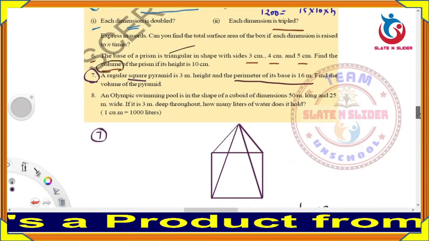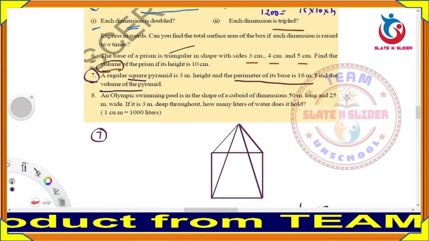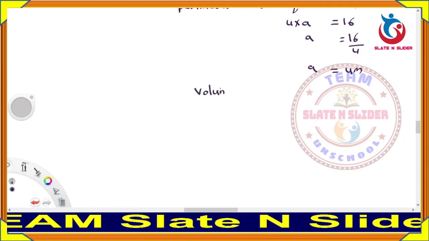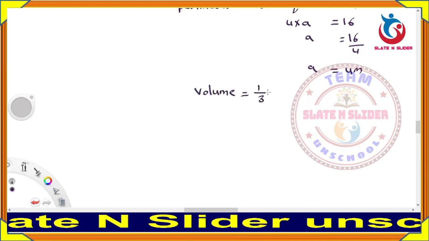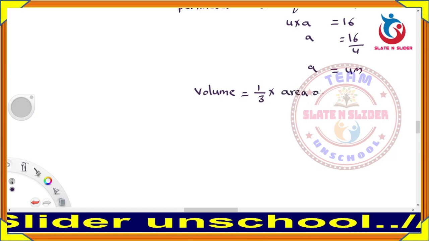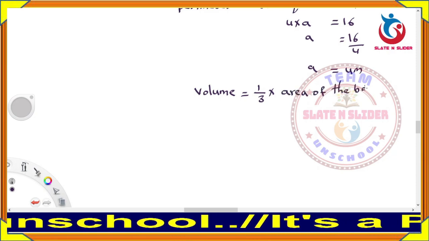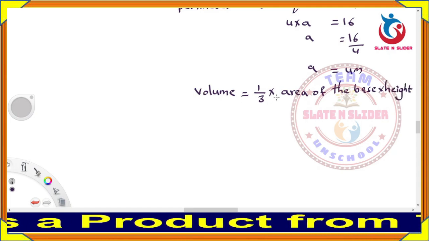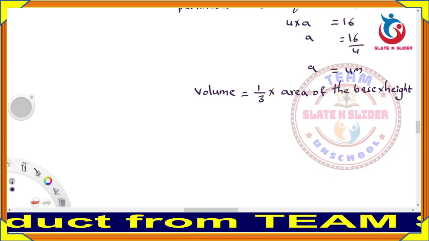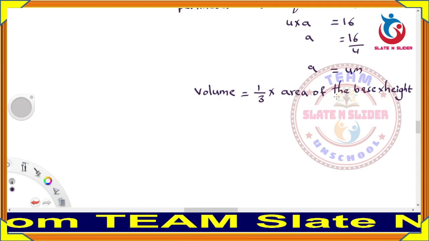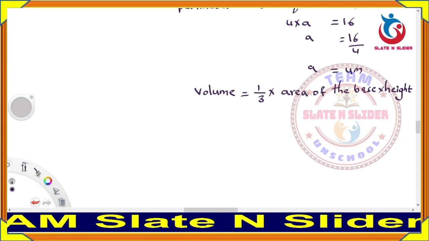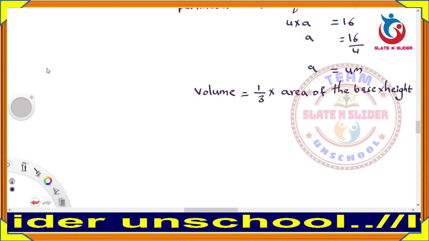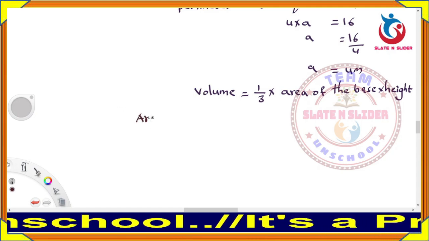And what should we have to find out? Find the volume of the pyramid. So first we should write the formula for the volume of the pyramid. So volume is equal to 1 by 3 into area of the base into height. So here in this question we don't know the area of the base. How to find out the area of the base? The base is in the square shape. So to get the area of the square we require the side. Yes, here we got the side, a is equal to 4 meters. So we can find the area of the square.